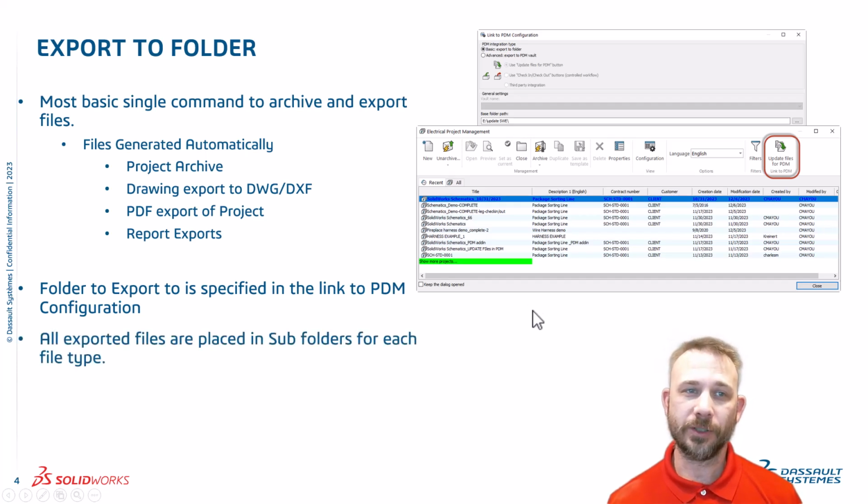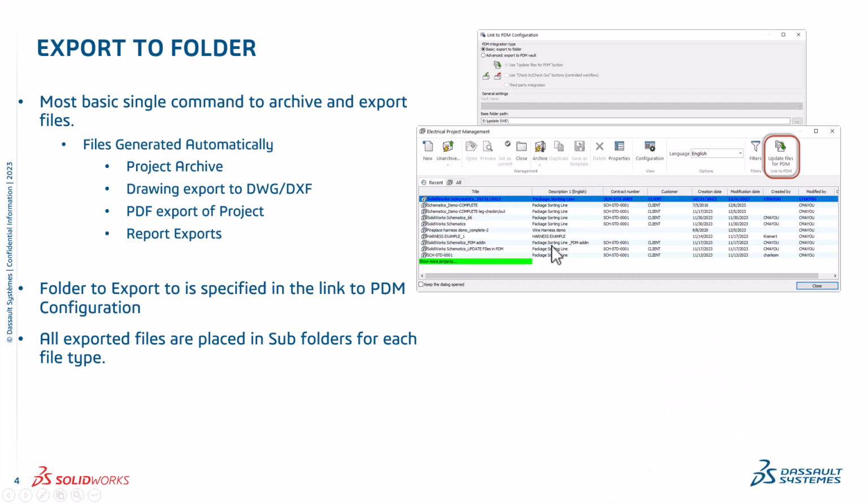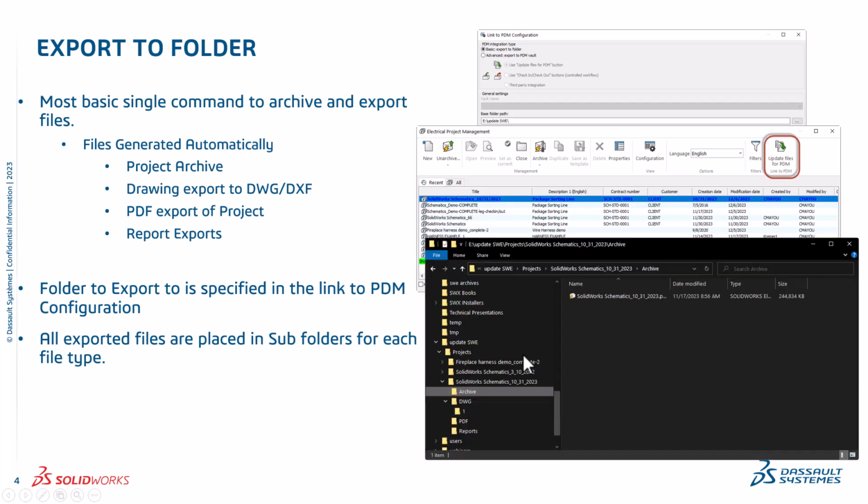All exported files are placed in subfolders for each type, right? So the archive will be put in an archive folder, and then drawings will be put in a DWG, DXF will be put in a drawings, the PDF will be put in a PDF. You can specify those in that interface, right?